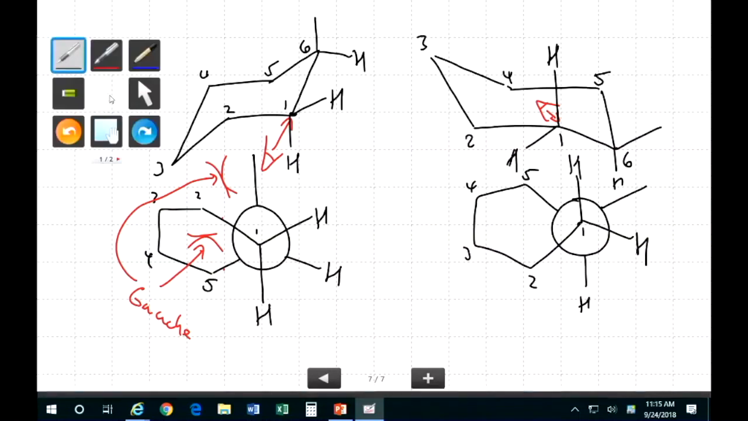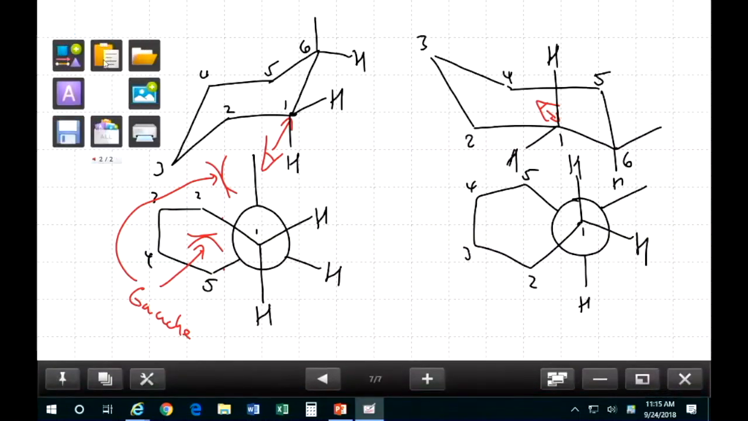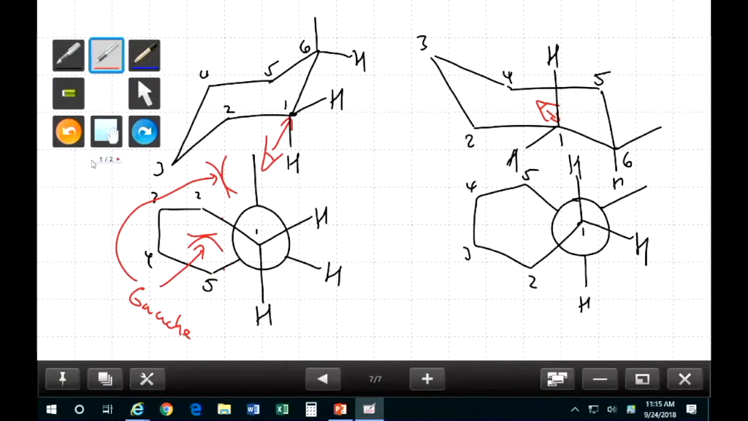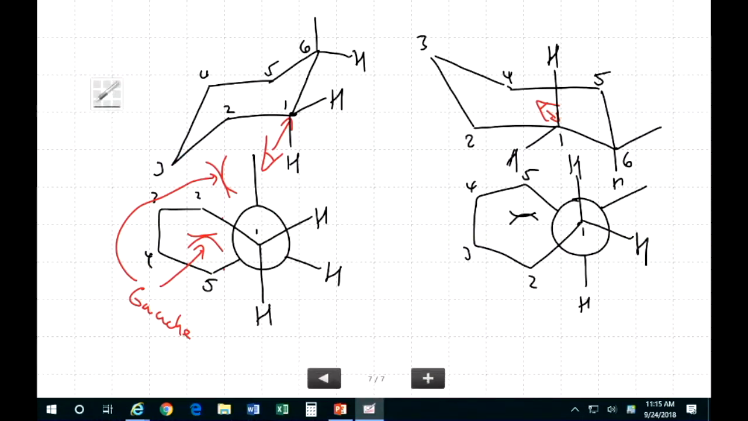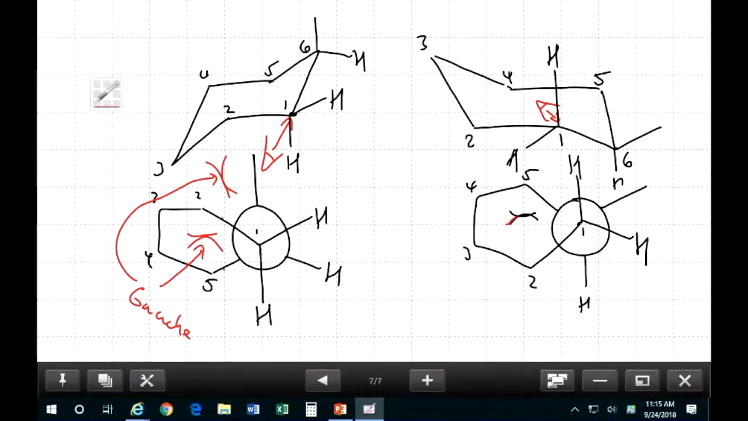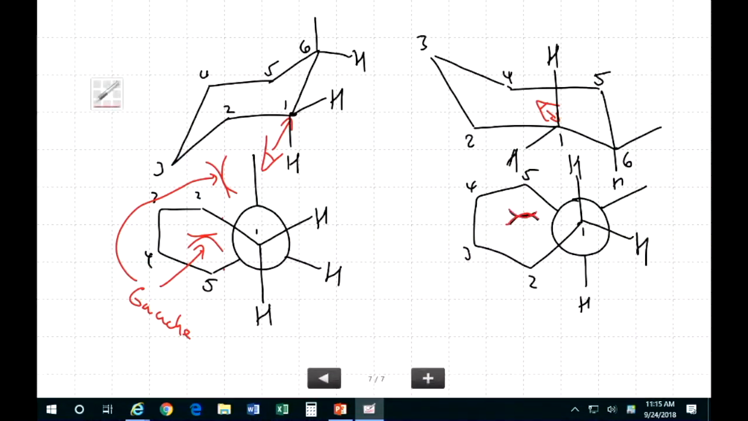So again, in this conformation, I still have, that was supposed to be red. Again, technology is wrecking me, guys. I still have that gauche interaction that I'm always going to have with my ring, because it has to be two groups side by side to make a ring. So I have that gauche interaction.